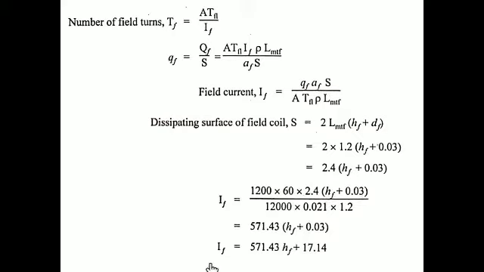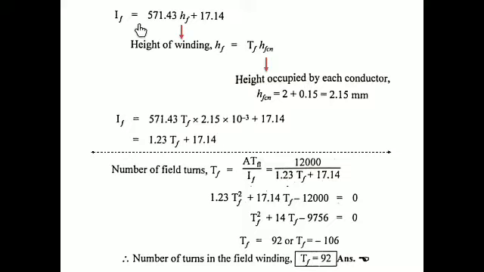Simplify all this and you get your final equation. Check all this content. After that, we can go with the next one. So by using this equation, you are going to find this HF value. It is nothing but the height of the winding. This height of the winding is calculated by TF into HFCN.